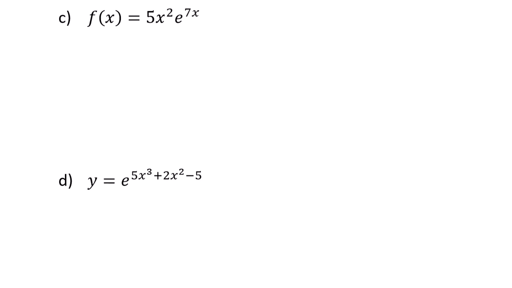In example C, we have the function f of x equals 5x squared times e to the 7x. Again, I would consider these two pieces, the 5x squared, as one function being multiplied by e to the 7x as a second function. So we can use the product rule. Derivative of the first times the second as is, plus the first as is times the derivative of the second. e to the 7x times the derivative of the exponent, which is 7.